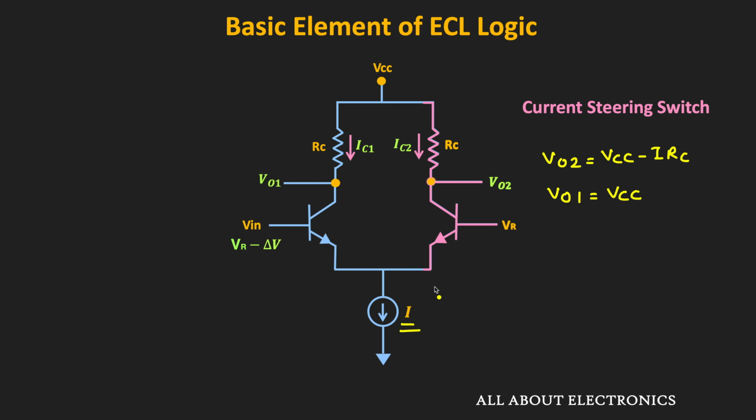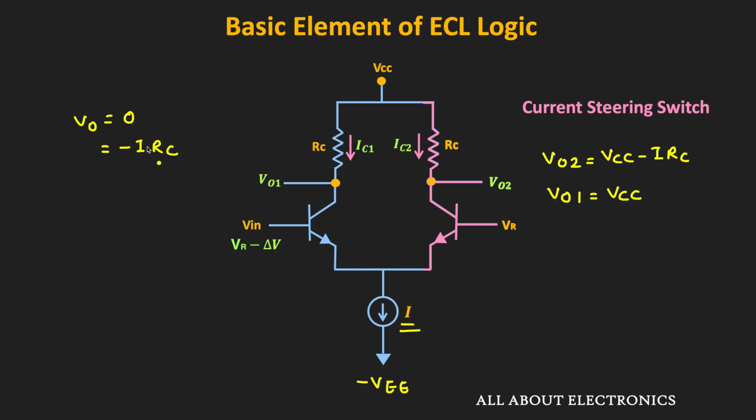Moreover, if you see the earlier ECL logic gates, they were using a negative power supply. That means in that case, this VCC will be equal to 0, and instead of the ground, we will have the negative voltage. So in that case, the two possible output states will be equal to 0 and minus I times RC.